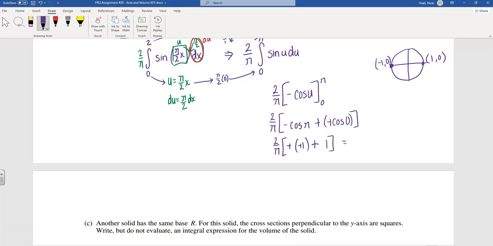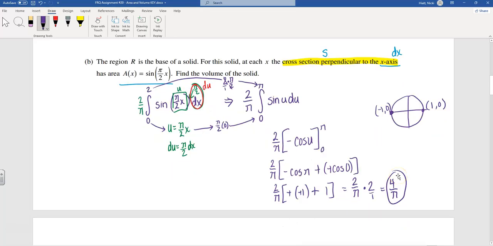So I've got 2 over pi times 2. I mean, technically you could stop here. You don't have to combine these, but it's a pretty easy combination. So it's going to be 4 over pi as your final answer on that. Questions there?